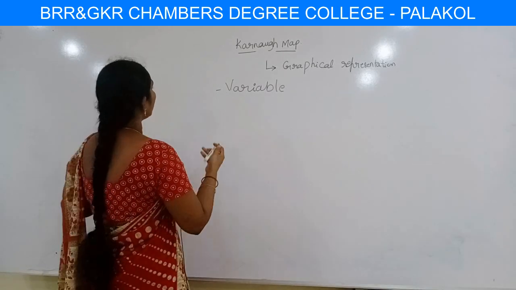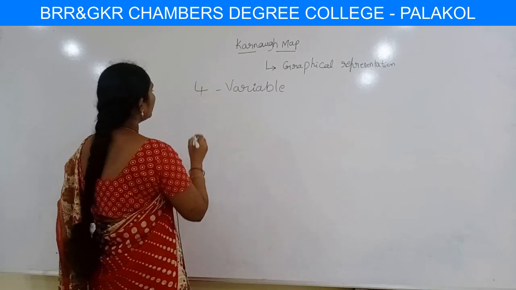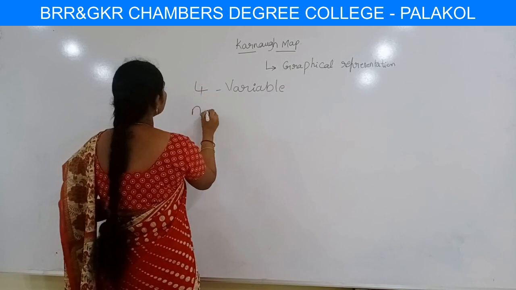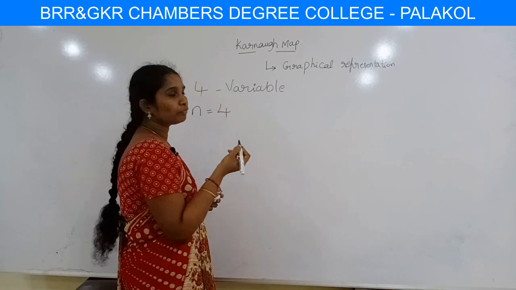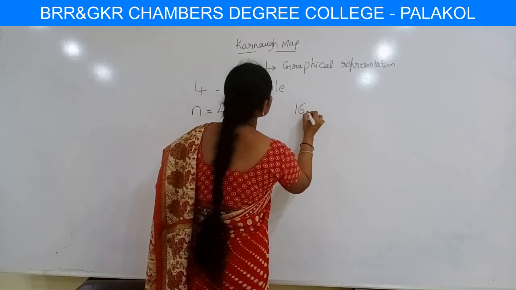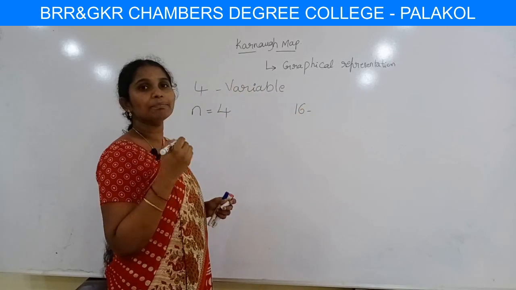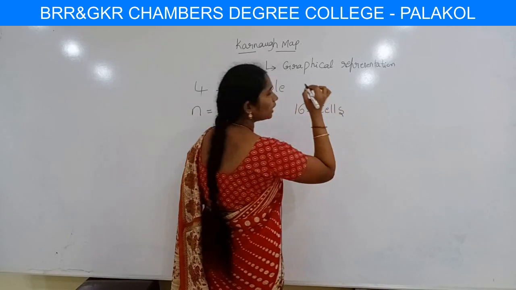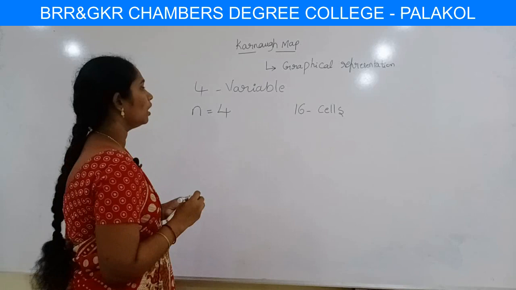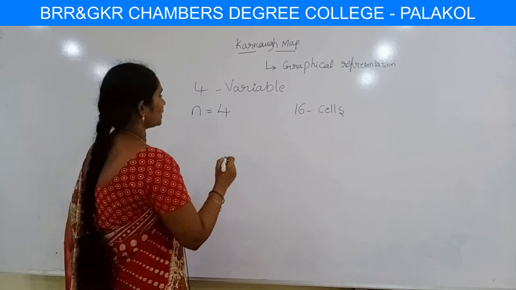In a 4 variable K map, the number of variables is equal to 4. So how many cells are forming? There are 16 cells, that means 2 power 4 is nothing but 16. So the 16 cells are to be formed in the K map representation. Now I will draw the K map representation.